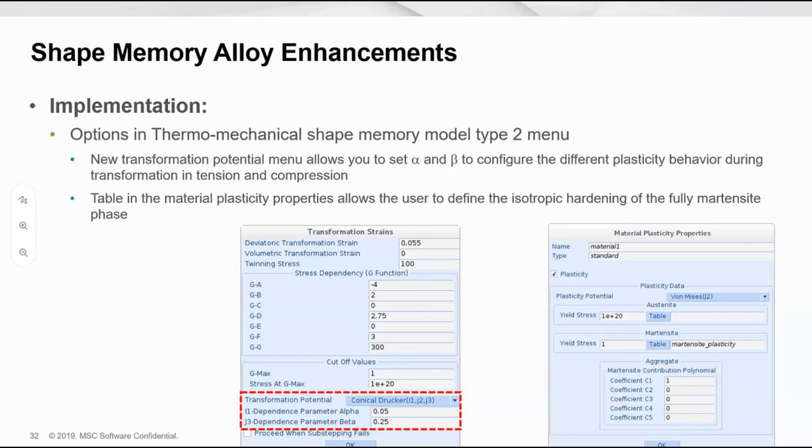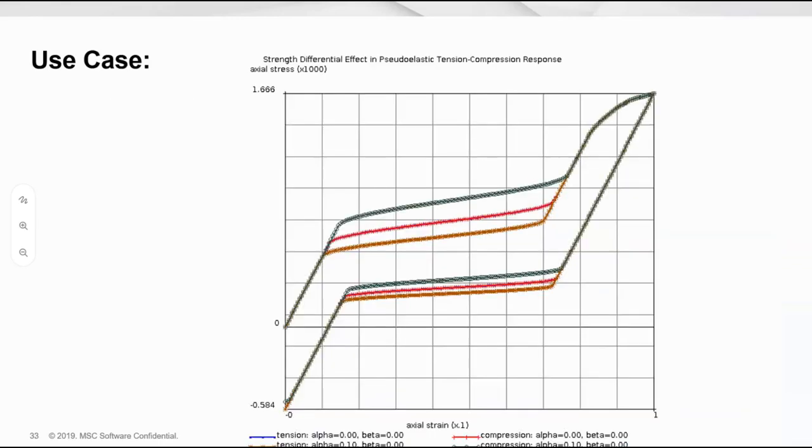Now you have the table for Martensite where you can define the isotropic hardening, the fully Martensite case as well. So if you go to the next one, we have the use case scenario for this one. Here is the example of this, and you can see that the tension and compression are right on top of each other, and it follows this red line. So that is with the default alpha and beta set to 0.